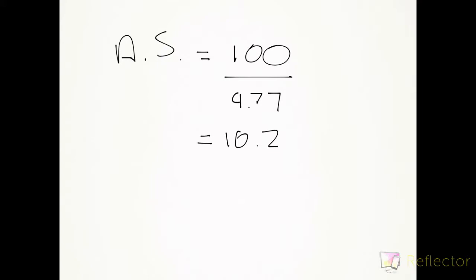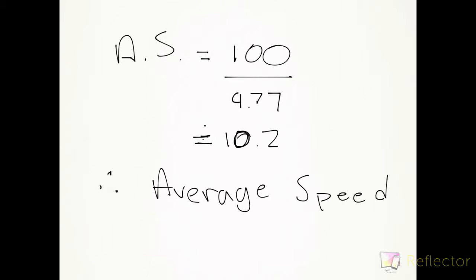Someone ran 100 meters in 9.77 seconds, and that's distance over time. So we're putting 100 meters over 9.77 seconds, and that gives us an approximate answer of 10.2. You can see I put the approximation dot over the equal sign. Therefore, his average speed is 10.2 meters per second, and his rate of change, which we calculated, is also 10.2, but without the meters per second.